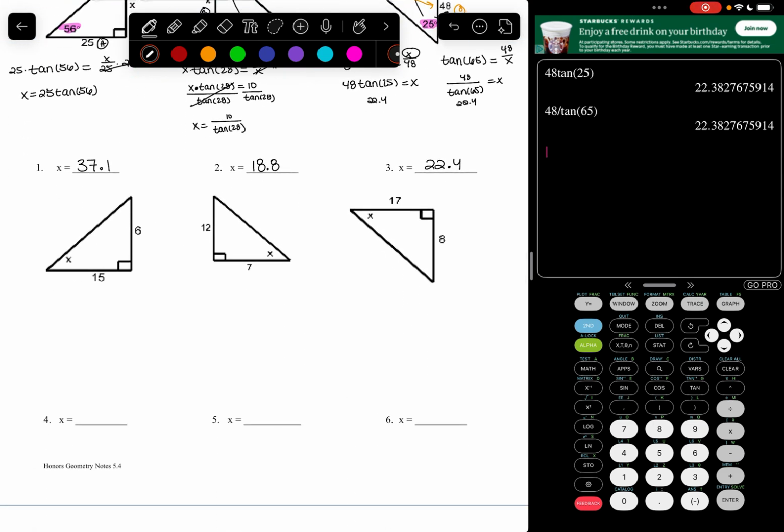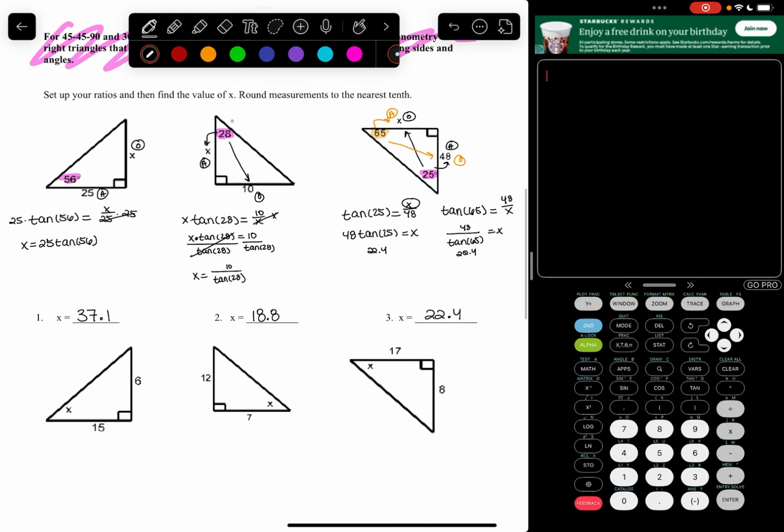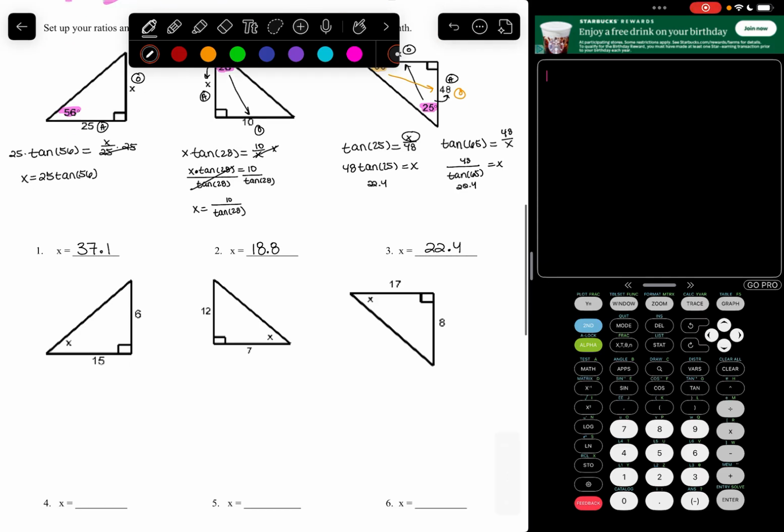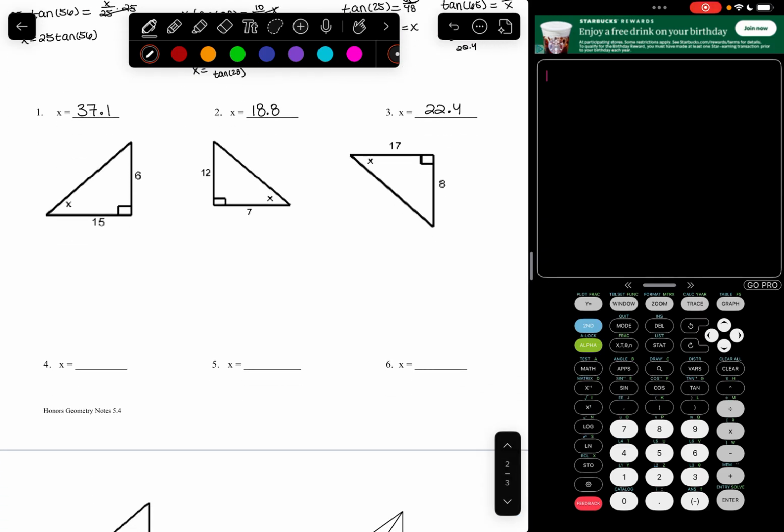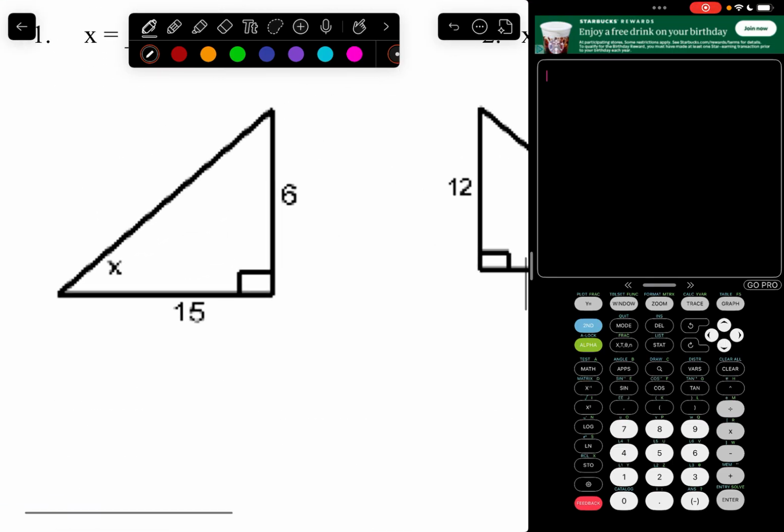Okay, numbers 4, 5, and 6 are going to be done slightly differently because in examples 1, 2, and 3, I was given the angle and I'm looking for a missing side. But if we look at 4, 5, and 6, we're actually given two sides and I'm looking for the missing angle. The great thing is I'm still getting to use my tangent ratio because I do have the opposite side and the adjacent side to the angle that I'm looking for, right? So here is the angle that I'm looking at. I'm looking at this angle X, okay? This is still going to be the opposite side, and this is still going to be the adjacent side.